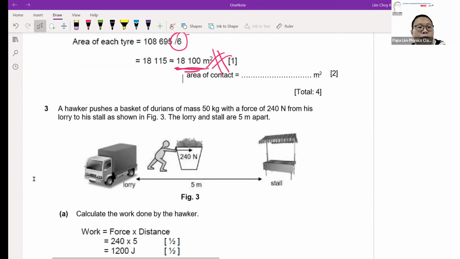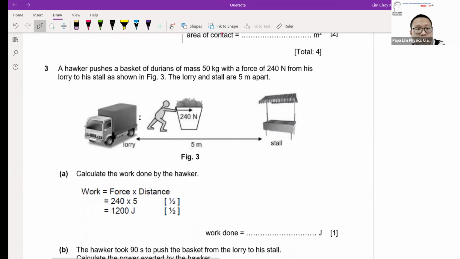Now, for question 3, the hawker pushes a basket of durian. We are looking at the hawker pushing the durian across a certain distance. The question asks for work done. One of the main things we are looking at, remember, is that the force and distance have to be in the same direction. So you look at the picture here, the force is moving to the right, 240. The distance moved in the same direction, along the same axis as the force, is this horizontal one, which is 5 meters.